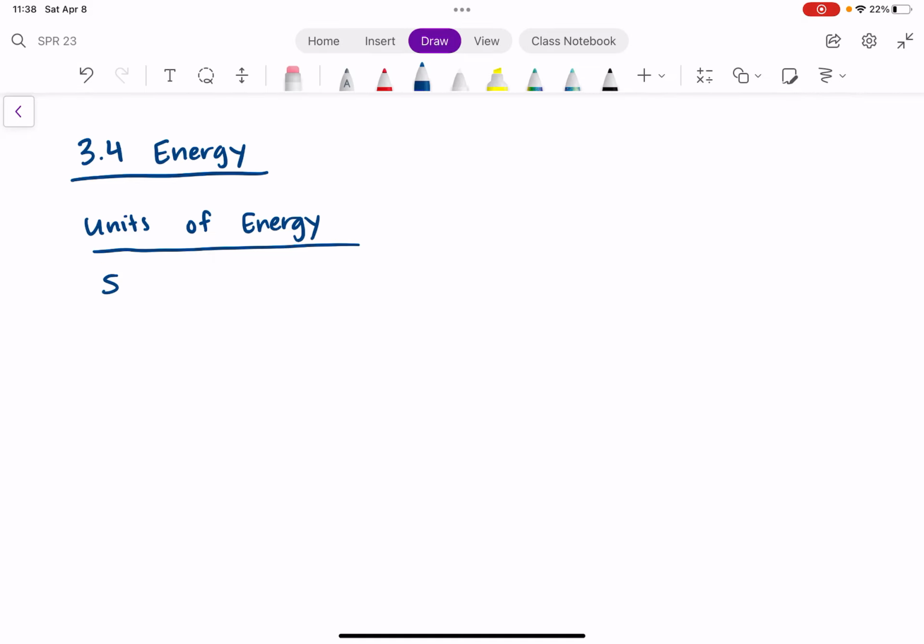The SI unit of energy, you'll also sometimes see this described as work, is the joule. And we use a capital J to symbolize that. You pronounce it joule, like jewelry or something, and it's a small amount of energy.